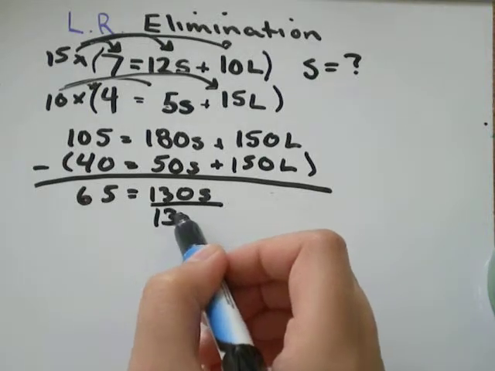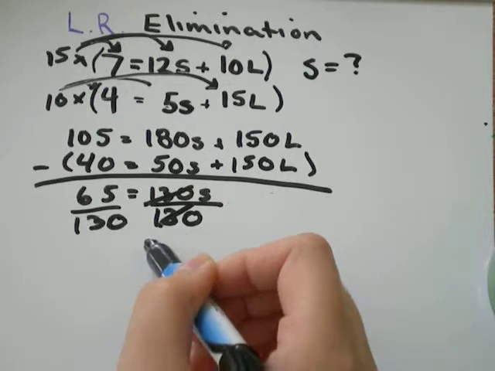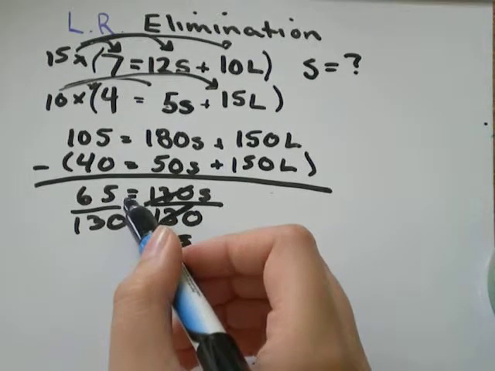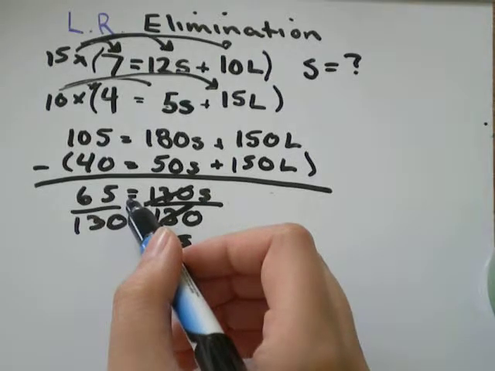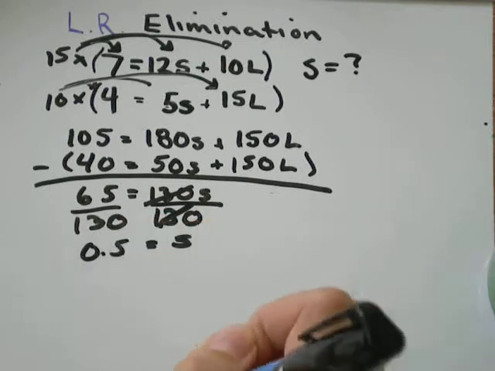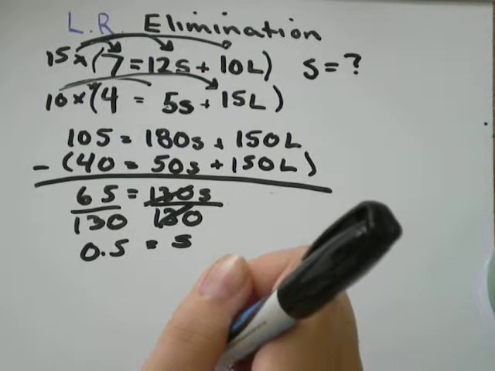All I need to do is divide both sides by 130 so that my 130s cancel out, and I'll get S equals 65 divided by 130. And 65 divided by 130 is equal to 0.5. So every one of my small lures weighed 0.5 ounces.